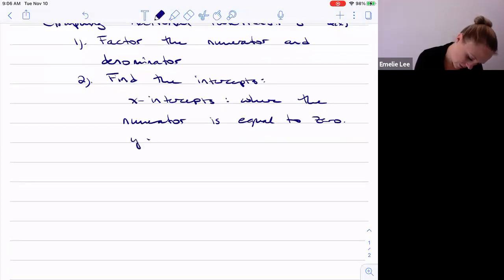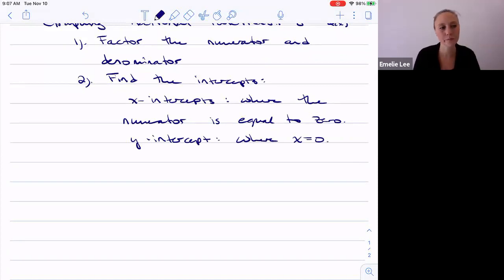The y-intercept is, of course, where x is 0, so you plug in x equals 0 into the equation. The y-intercept is where x equals 0. Okay. So that's how you find the x and y-intercepts. There are cases where there may not be an x or y-intercept, but usually if I'm getting you to do it, there will be some.